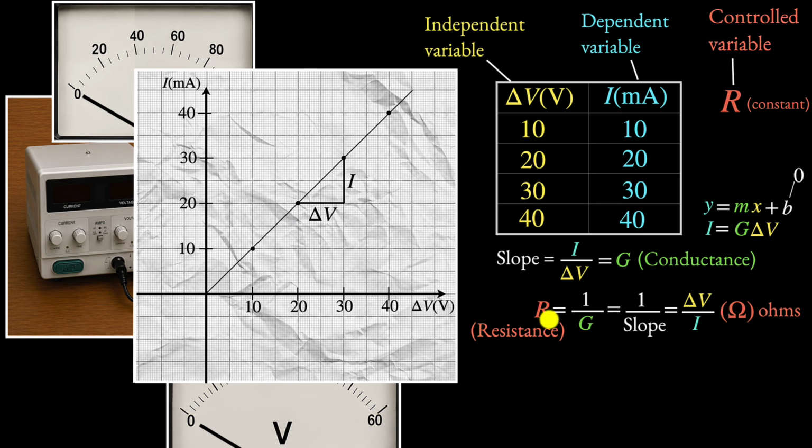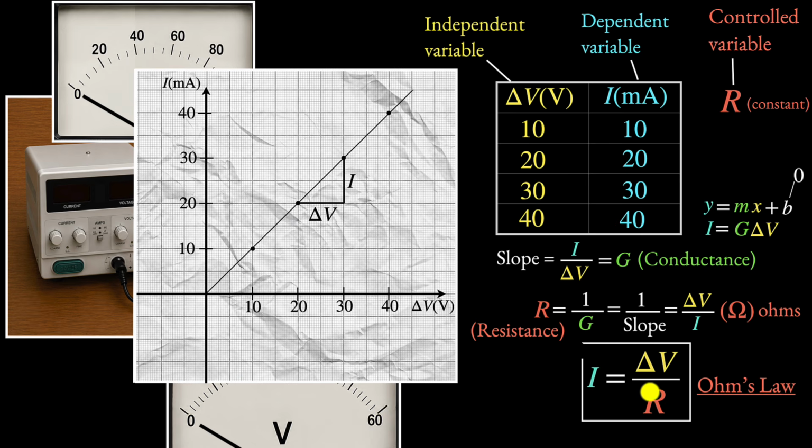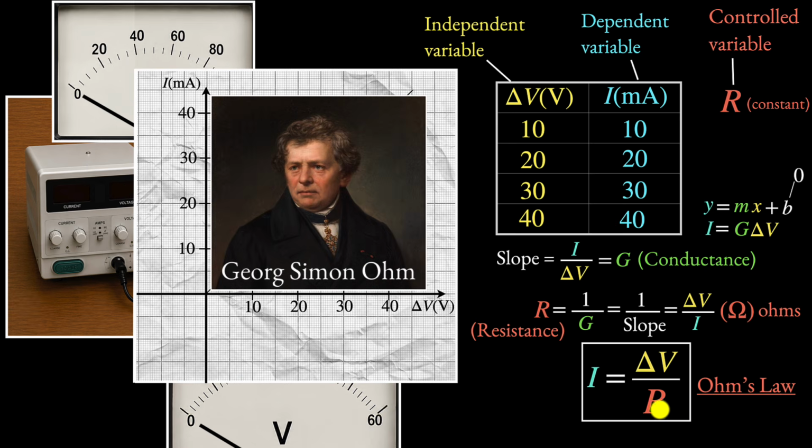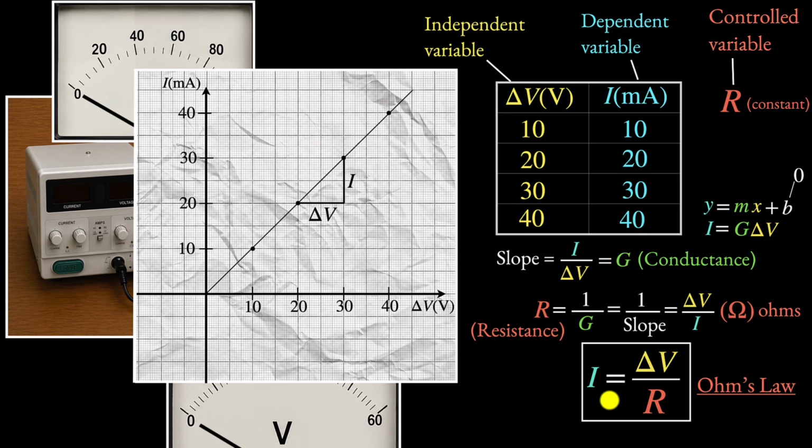And if we rearrange this, we'll now get the expression for the current. This is called Ohm's law. It's named after the physicist George Ohm, who did a lot of work on this. And look, it's saying the same thing. The current through the resistor is directly proportional to the potential difference across it.